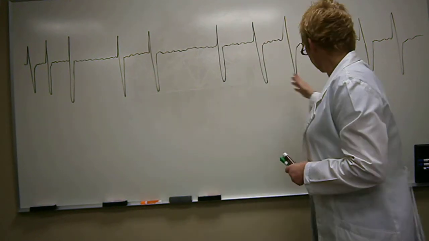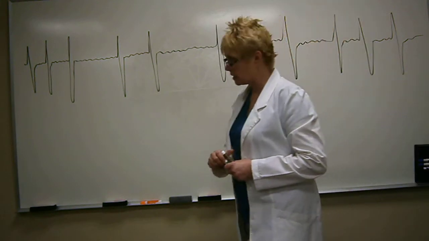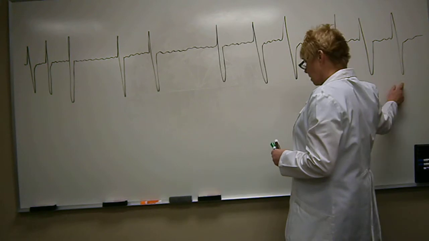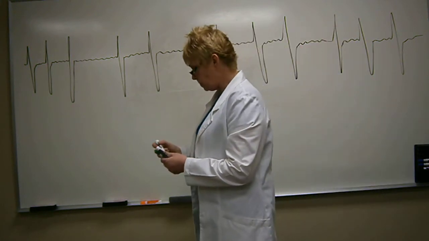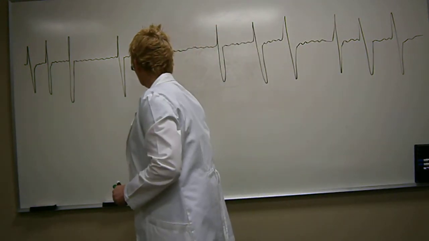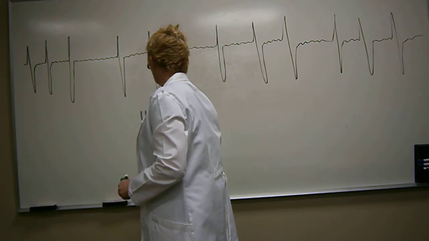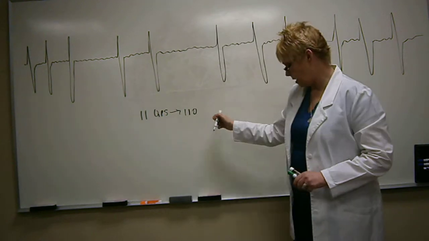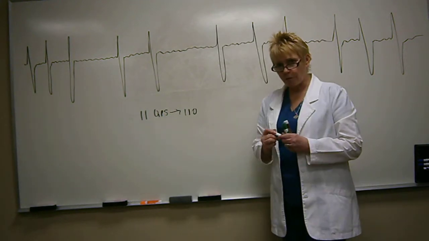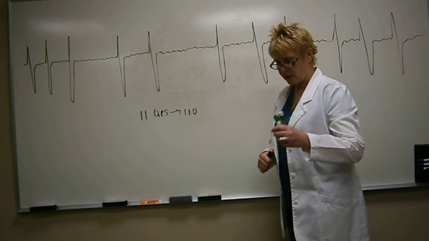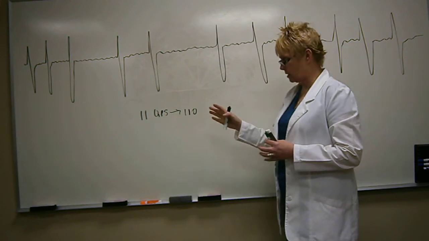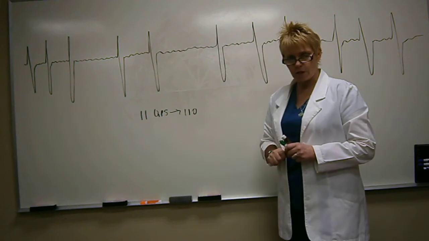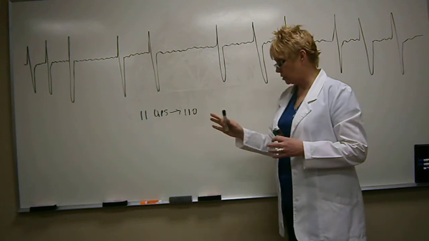So up on the board here, I want you to imagine that this is a 6-second strip. 1, 2, 3, 4, 5, 6, 7, 8, 9, 10, 11. So I have 11 R waves, 11 QRSs. So that means I have a rate of 110. So think back to one of the first slides that we talked about, the 6-second cycle count of a rhythm strip. So atrial fibrillation is not one of the rhythms you want to use a 6-second strip on.